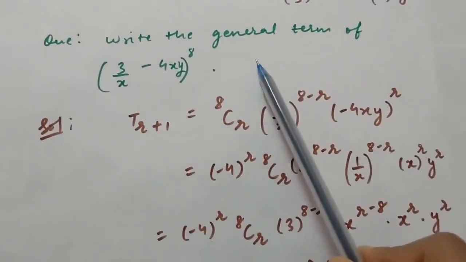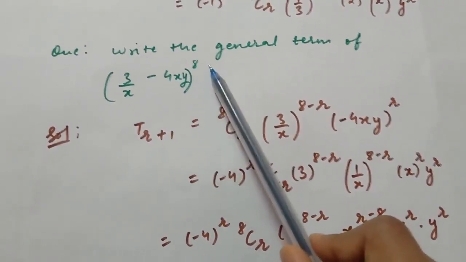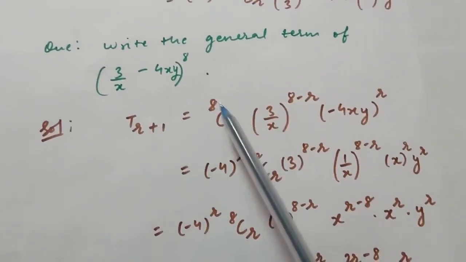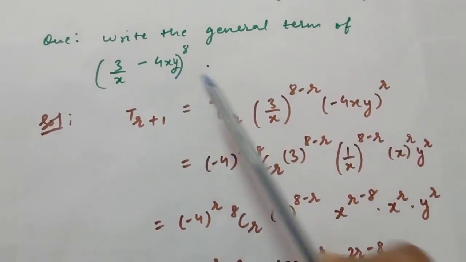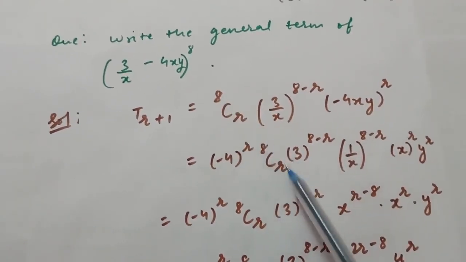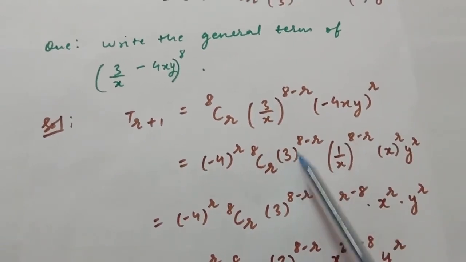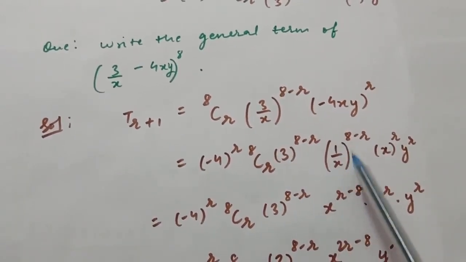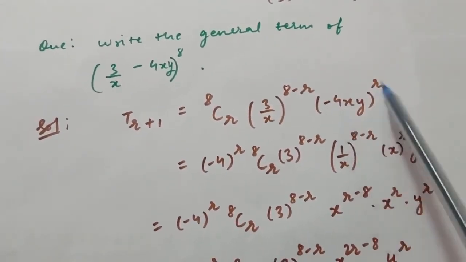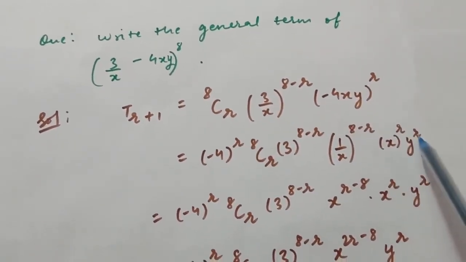Next question is, write the general term of (3/x minus 4xy) whole raised to the power 8. So the general term will be 8Cr (3/x) raised to the power 8 minus r and (minus 4xy) raised to the power r. Right? So writing 8Cr as it is, separating this 3 and 1 by x, so 3 raised to the power 8 minus r and 1 by x raised to the power 8 minus r. Writing this minus 4 now separately, minus 4 raised to the power r and then x raised to the power r, y raised to the power r.